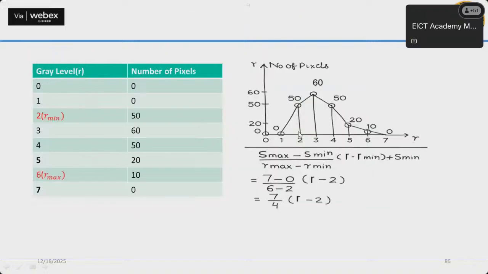So let's see what we are saying here. Now this is the answer. As the histogram is clear, it is the number of pixels on the y-axis, and on the x-axis it is the gray level. If you see the image here, it starts from 2 to 6. But the new image will stretch from 0 to 7. What will change? The number of pixels will change. This is the formula. Is it understood?